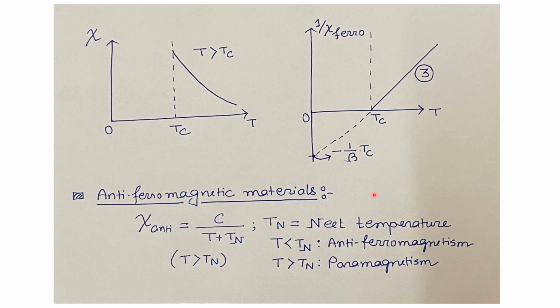Then for antiferromagnetic material, the susceptibility is given by C by T plus Tn. Here C is the constant and Tn is known as the Néel temperature. So it is a phase transition temperature. Basically for temperature less than Tn, the material will be in the antiferromagnetic state, but for T greater than Tn, it will have a phase transition and it will go into the paramagnetic state.